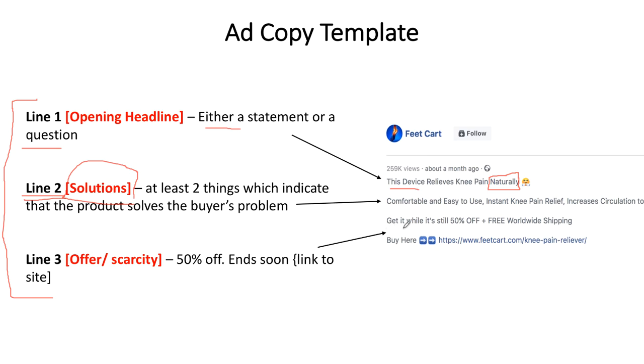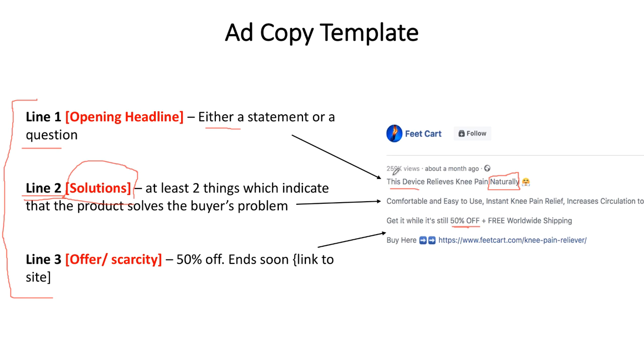Then finally, line 3, you want your offer/scarcity. So here they've used get it while it's 50% off. So they've used the words get it while, which shows that this 50% off offer could potentially end soon. And they've also added free worldwide shipping, which is also good if you offer that on your store.